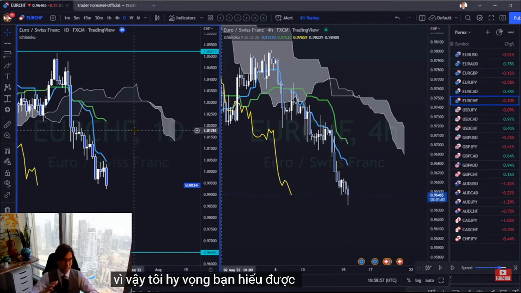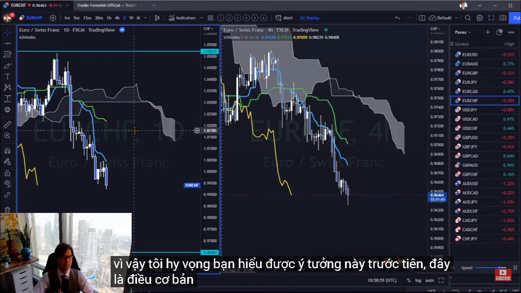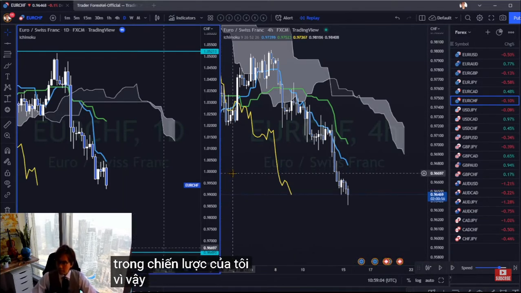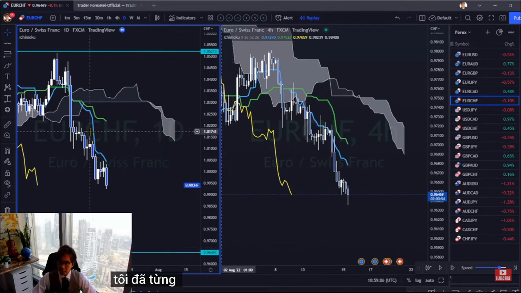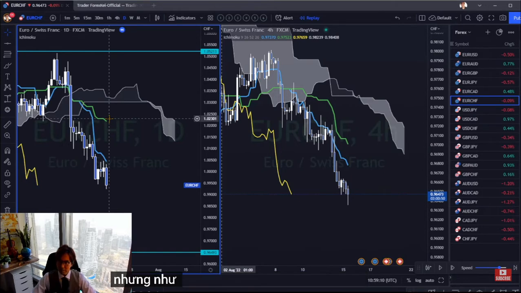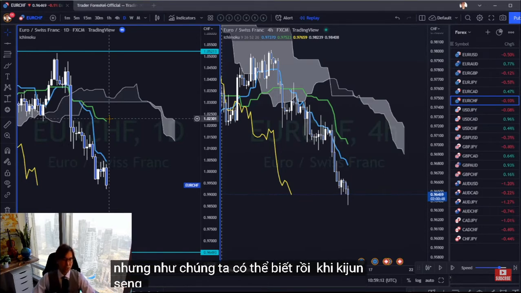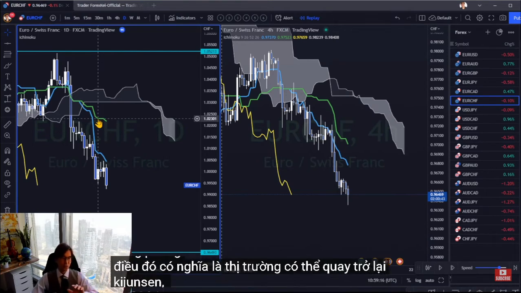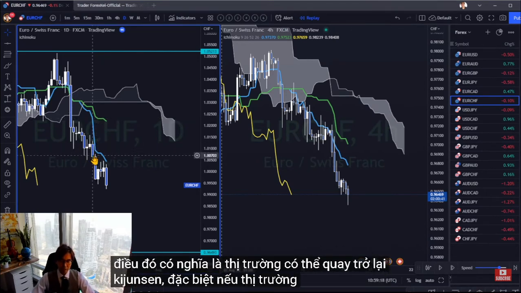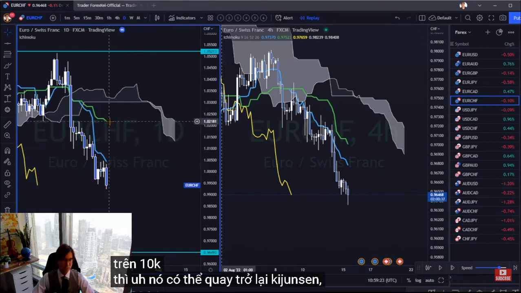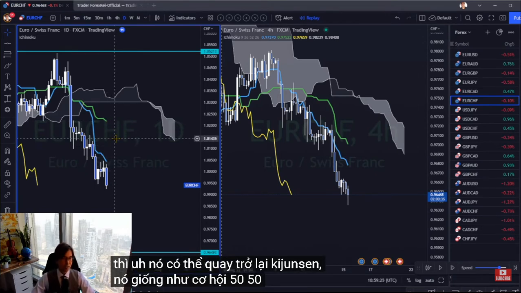So I hope you get this idea first. This is the basics of my strategy. Because I used to take the sell when kijun sen was flat, but as we may know already, when kijun sen is flat, that means the market may retrace back to kijun sen, especially if the market is above the tenkan sen, then it may retrace back to kijun sen. It's like a 50-50 chance.